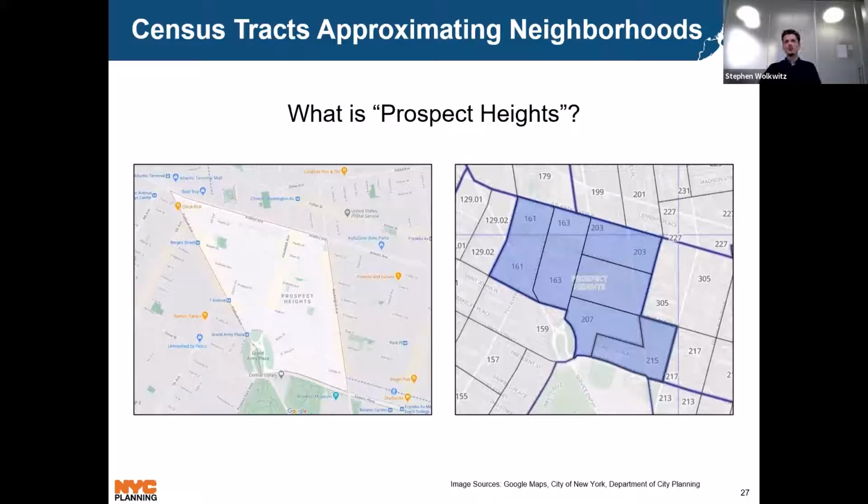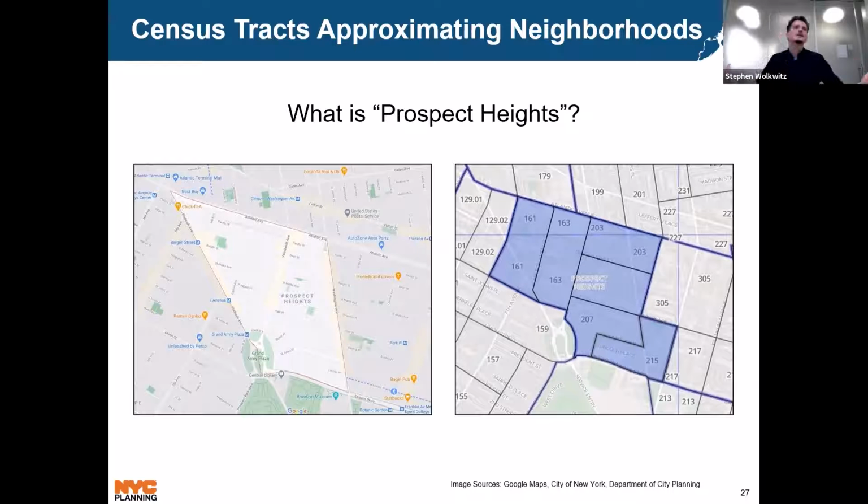A good case in point for all of this is Prospect Heights in Brooklyn. So what is Prospect Heights, or where is Prospect Heights as a concept? Well, I turned to Google Maps, and in the image you see here on the left, I just clicked on Prospect Heights there, and I saw the boundaries that Google Maps gives me. They have Flatbush Avenue to the west, over to Washington Avenue in the east, and then Atlantic Avenue in the north.